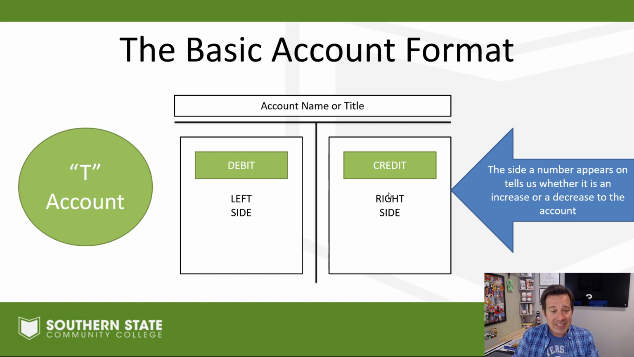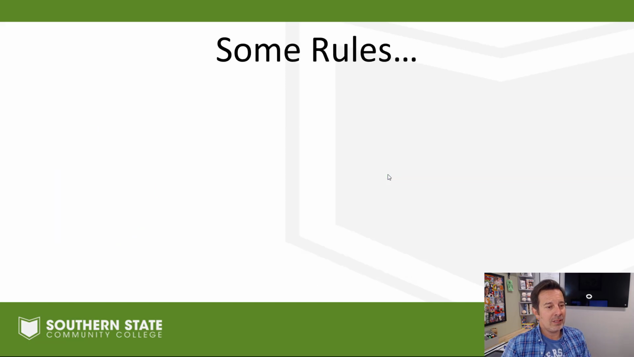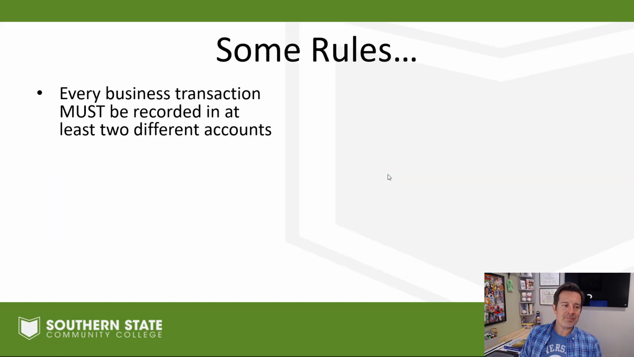All right, so we have a T account with the name on top. We have a debit side, which is left. We have a credit side, which is right. Depending on the side the number is on, it dictates whether or not that account is increasing or decreasing. So we need to learn some rules about that. So here are some rules we're going to start off with.